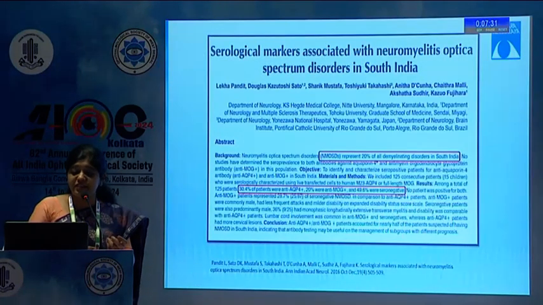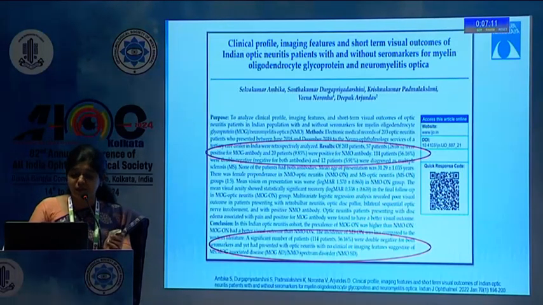And from the same center, the Mangalore Center, they had another presentation saying that NMOSD represents 20% of all the demyelinating disorders in South India, out of which 30% were aquaporin positive and 20% were MOG positive, and the remaining almost 49% were seronegative, that is both negative for MOG and NMO. And this is one of our publications from our institution where we found that almost 20% were MOG positive and close to 10% were NMO positive, and more than half of the cohort, close to 56%, were seronegative, and the prevalence of MS was noted to be only 5%.